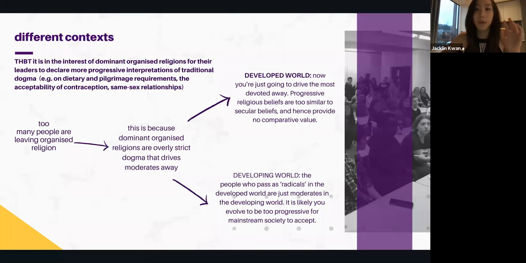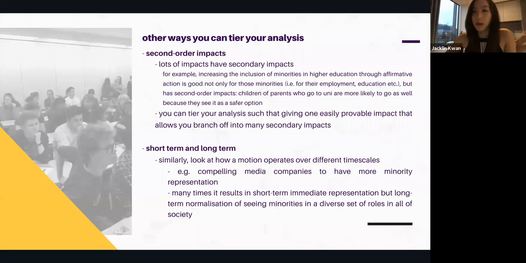Yep. And this is the final slide. So tiering analysis, you can see that's done in loads of different ways, and I gave you loads of examples of how it can be done. This is not the end all and be all. There's loads of other ways you can tier your analysis. For example, second order impacts. So lots of impacts have secondary impacts.